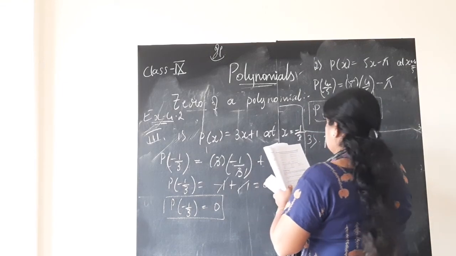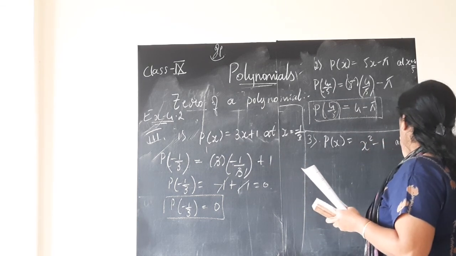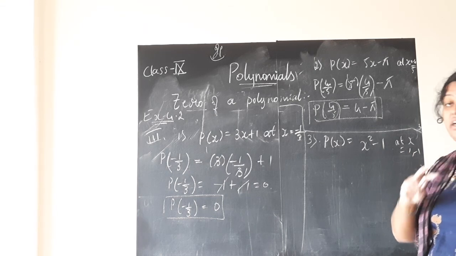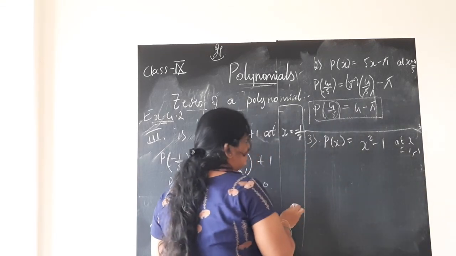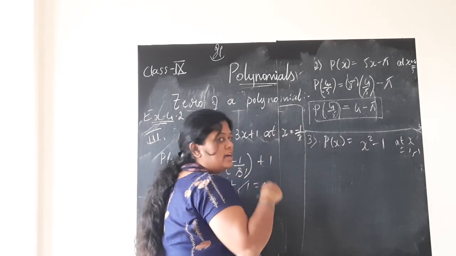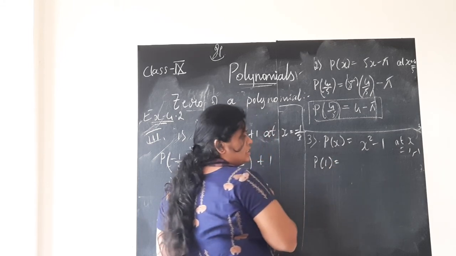P of x is x square minus 1 at x is equal to 1, minus 1. See here, two values of x are given at a time. It doesn't mean you need to substitute them together. First for x is equal to 1, next for x is equal to minus 1 we need to do. So first we shall do for x is equal to 1.